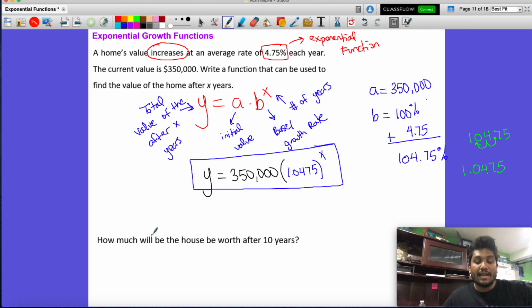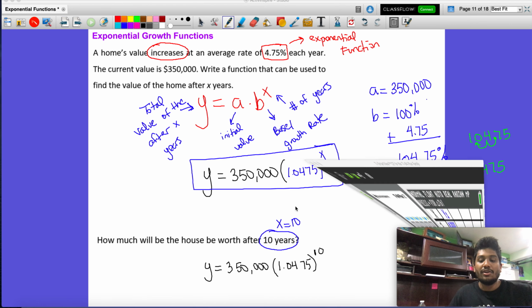And then after that, how much will the house be worth in 10 years? Well, which variable, y, a, b, or x, represented years? x in this case represented years, so our x is 10, meaning that we just have to go back and substitute this. So y is equal to 350,000, keeping everything here, except that instead of an x, we're just going to put a 10 there.